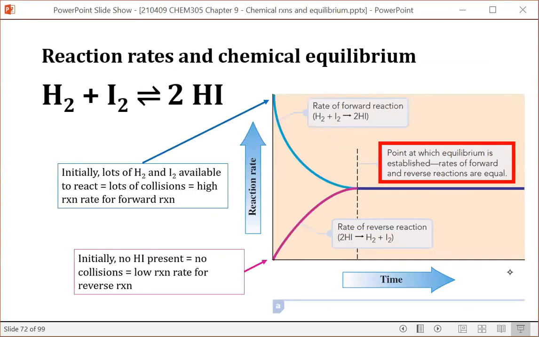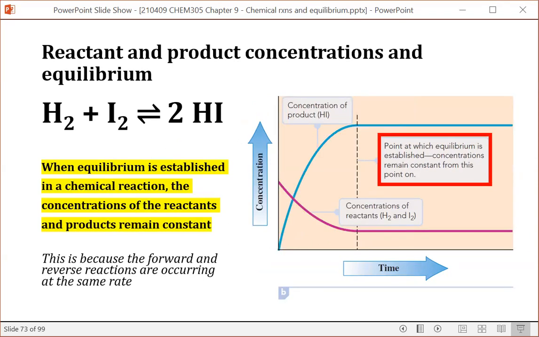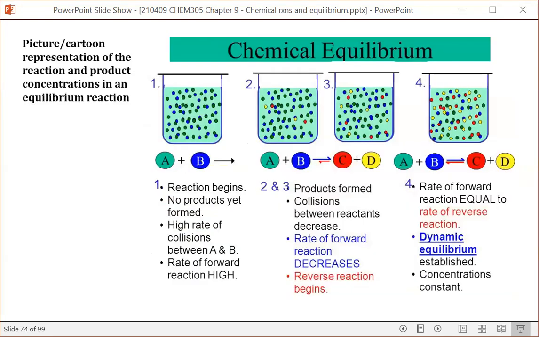You look at the rate diagram, and when the rates are equal, that's when equilibrium is established. Or you can look at a concentration diagram, and when the concentrations no longer change, that's also another way to tell that equilibrium has been established.